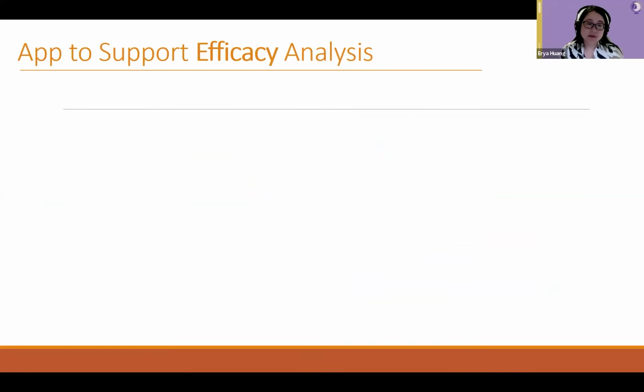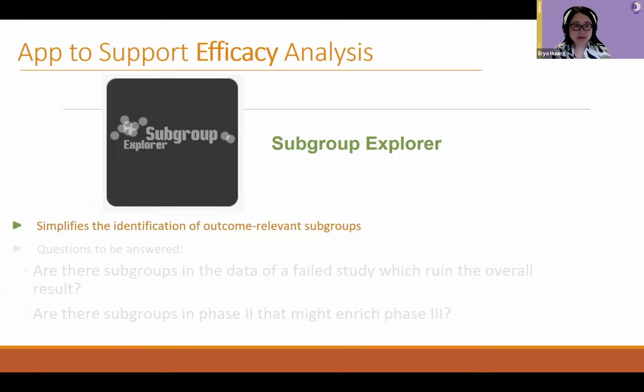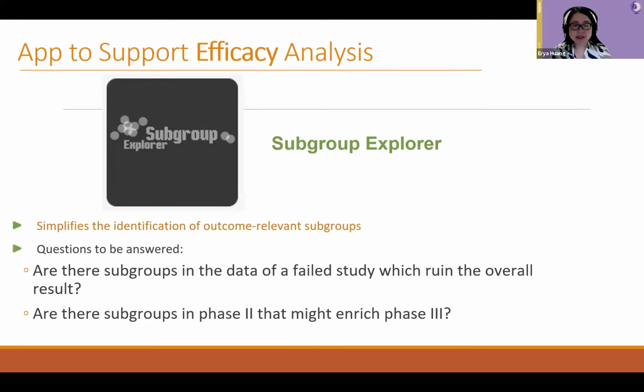Without further ado, I would like to first introduce the app to support efficacy analysis, called Subgroup Explorer. It simplifies the identification of outcome-relevant subgroups. It helps answer questions such as, are there subgroups in the data of a failed study which ruin the overall result? Or are there subgroups in phase 2 that might enrich phase 3 studies?